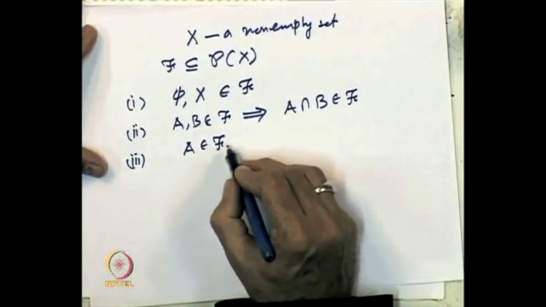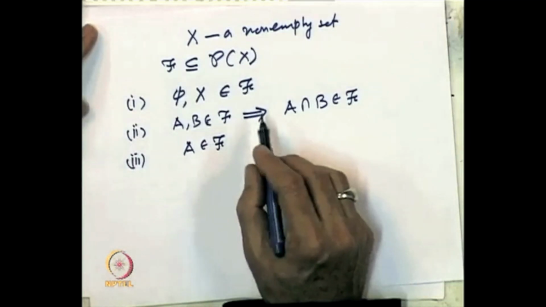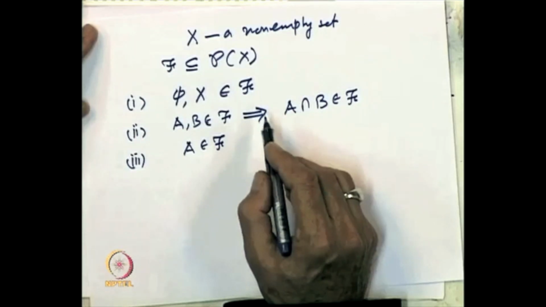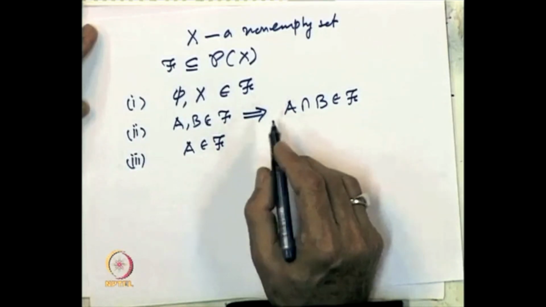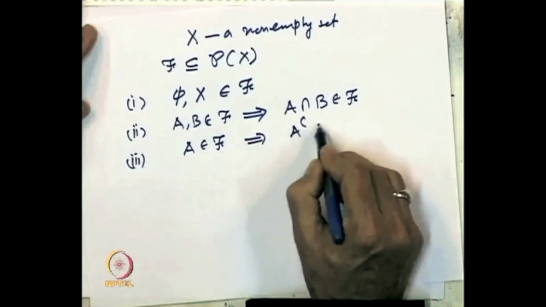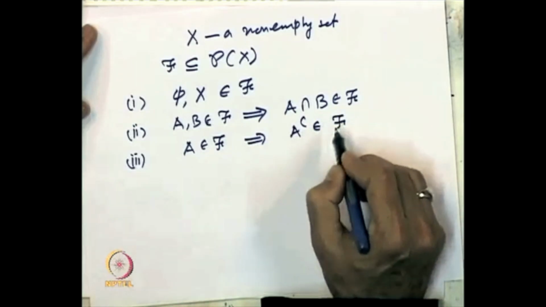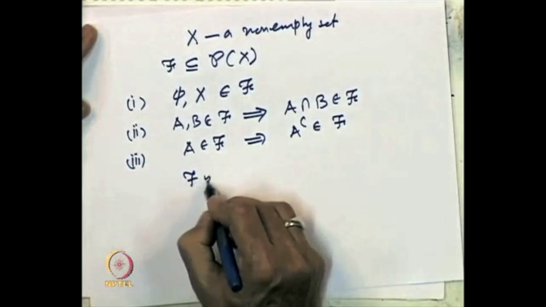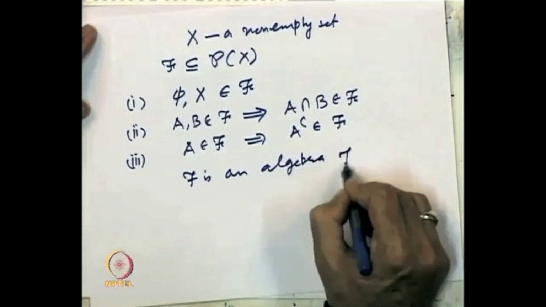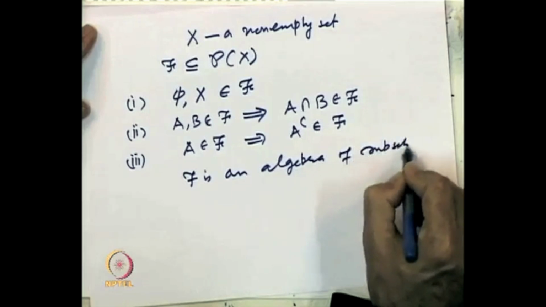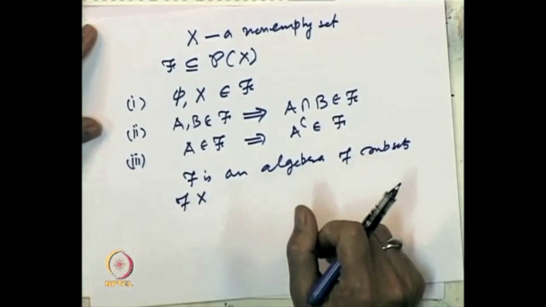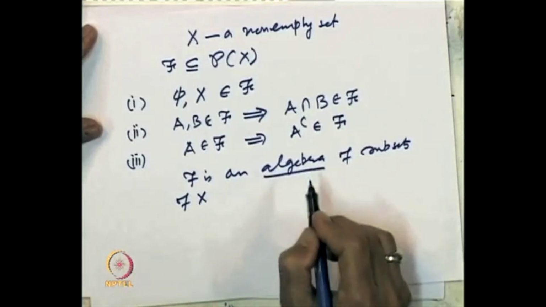And of course, the third property. In the case of a semi-algebra, if I take an element in F, then its complement need not be in F, but we were able to represent it as a finite disjoint union of elements of that class. But in an algebra, in the new concept, we are demanding that the complement also belongs to F. In these cases, we say F is an algebra of subsets of X.